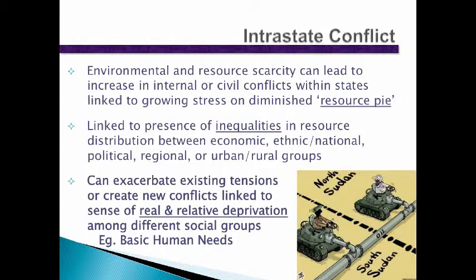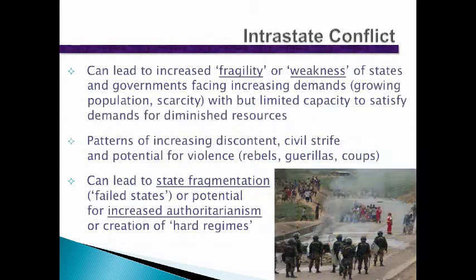Or even so-called relative deprivation, where maybe one of these groups and societies feels that they're not getting what they're owed in terms of their access to some of these resources. They're not getting a fair slice of that diminished resource pie. And the danger, of course, is not only that this could lead to conflict itself, but this could actually be incredibly damaging for some of the states where this goes on.